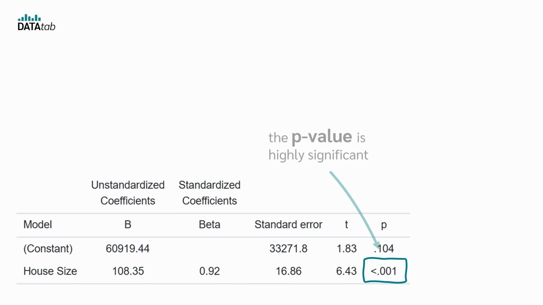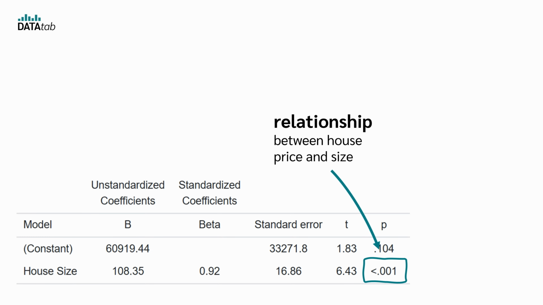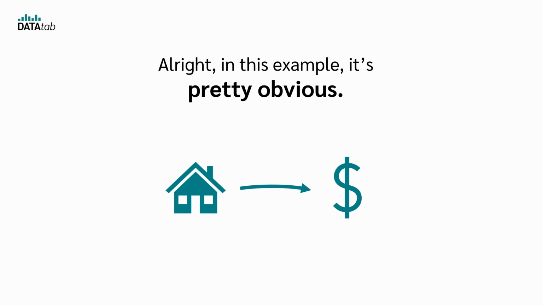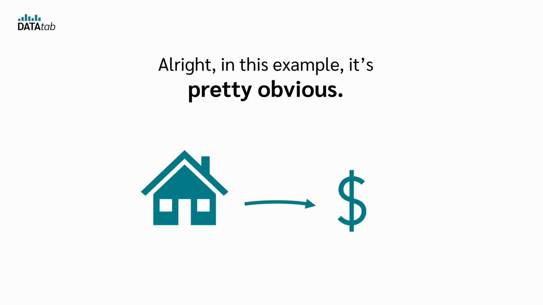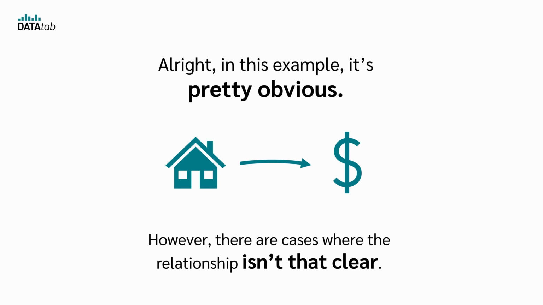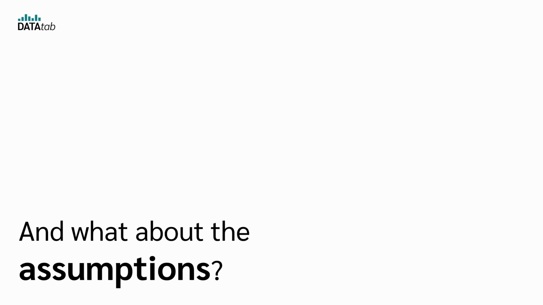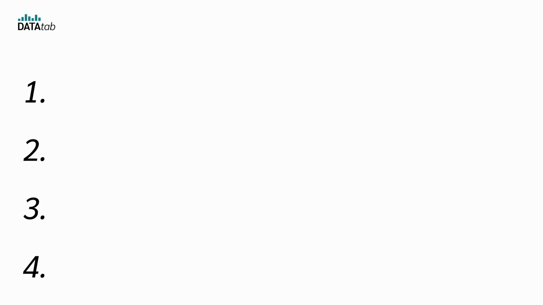So in our case, the p-value is highly significant, indicating strong evidence of a relationship between house price and size. Alright, in this example it's pretty obvious. A bigger house size typically costs more. However, there are cases where the relationship isn't that clear. And what about the assumptions? Here are the key assumptions.